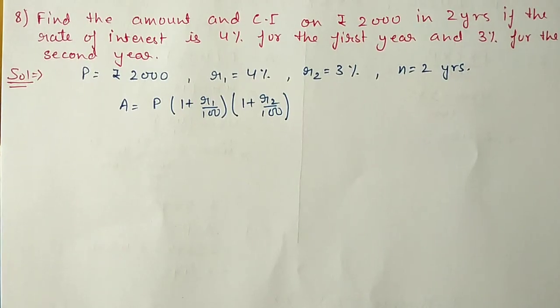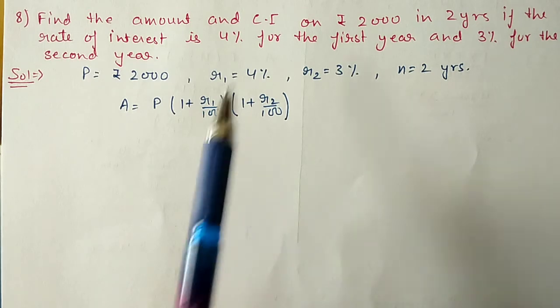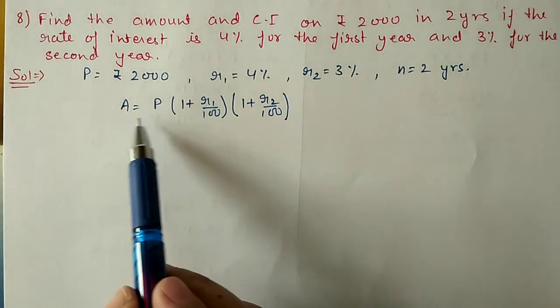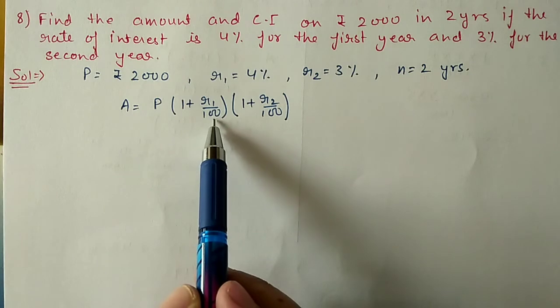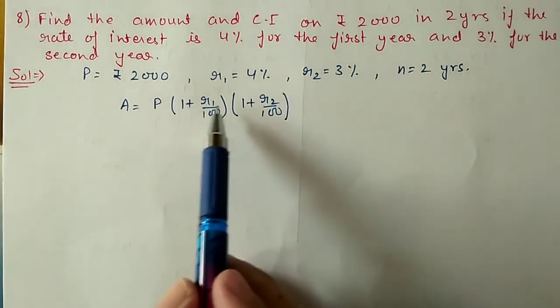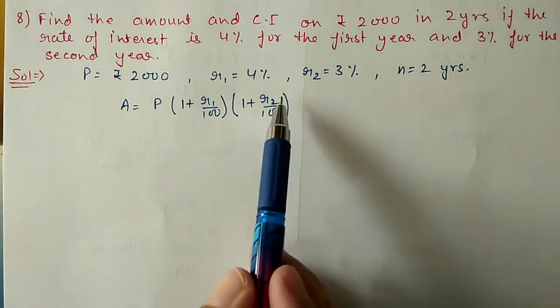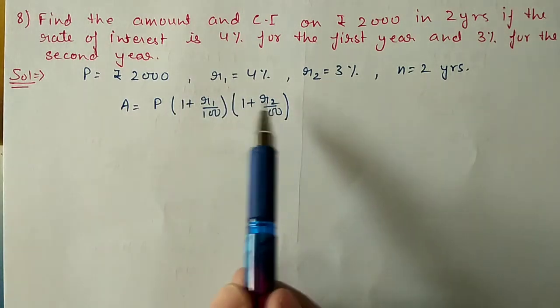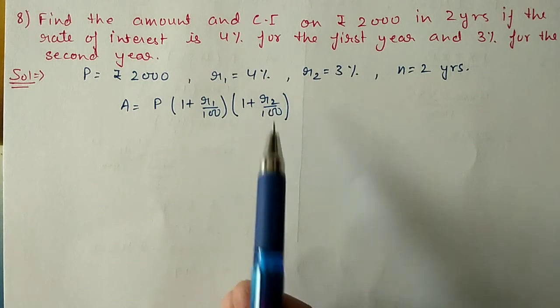Next, question number 8. Find the amount and compound interest on 2000 rupees in 2 years if the rate of interest for the first year is 4% and for the second year is 3%. So we will use this formula: A is equal to P, 1 plus R1 by 100, 1 plus R2 by 100. This bracket is for the first year, this is for the second year. We will not keep n here because we have split out the first year and second year.